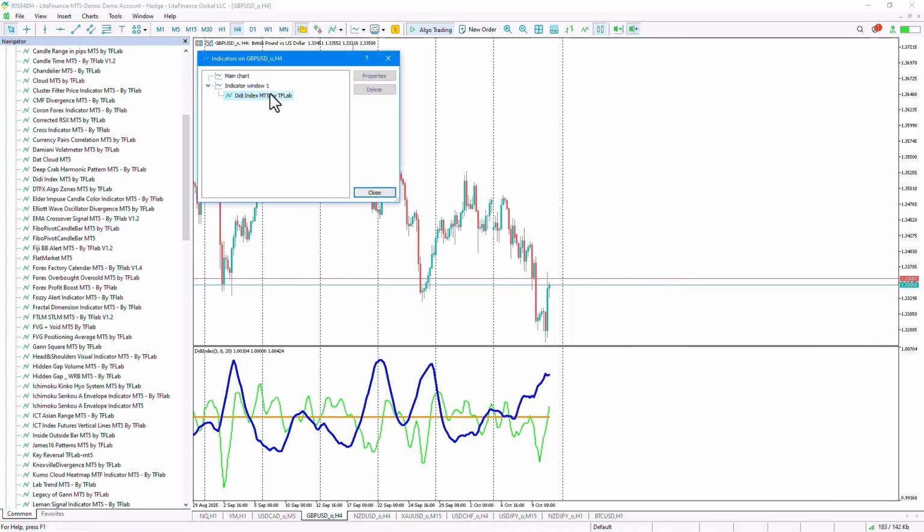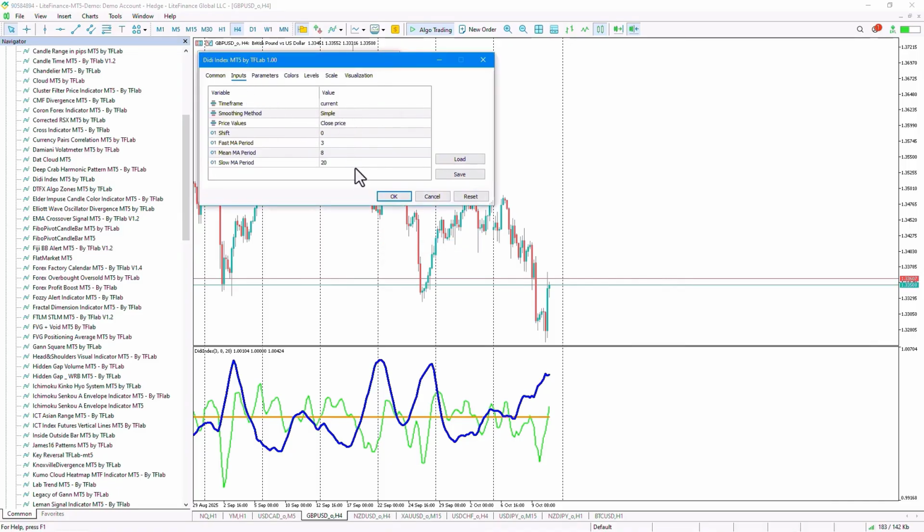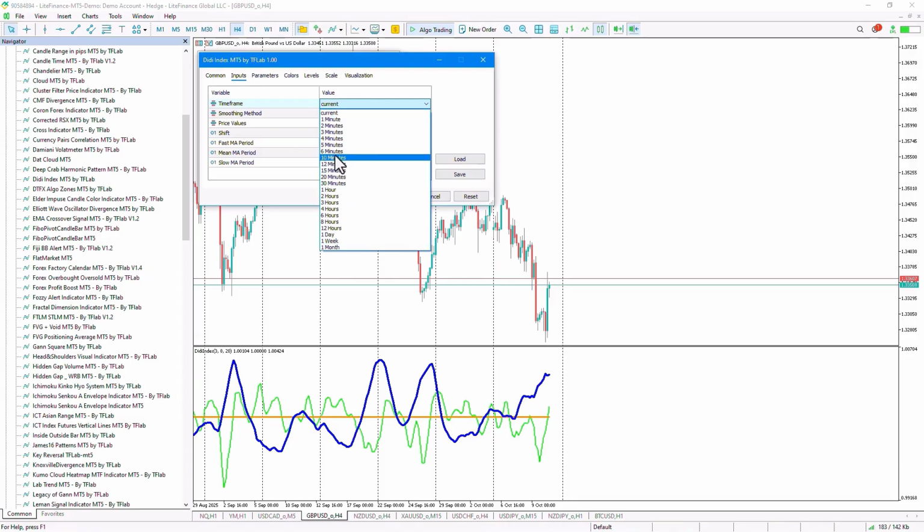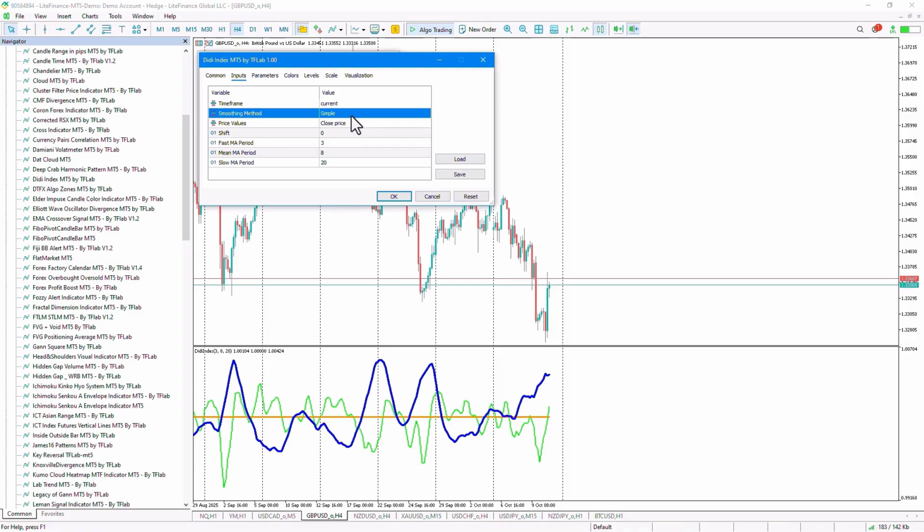In the Settings section, specifically located under the Input tab, there are several distinct options readily available. Within the first input, we can set the time frame for the indicator's calculation, which by default is based on the current time frame or the time frame we are presently on. We can specify time frames ranging from 1 minute up to 1 month here.